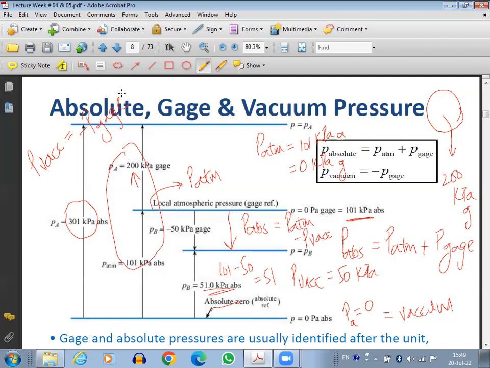Okay, so let me give you a small exercise to do right now. Let's say that the P gauge is 34 kilopascal and P atmosphere is 91 kilopascal. Find out what will be P absolute. P gauge is 34 kilopascal, P atmosphere is 91 kilopascal. Find out what will be the absolute.